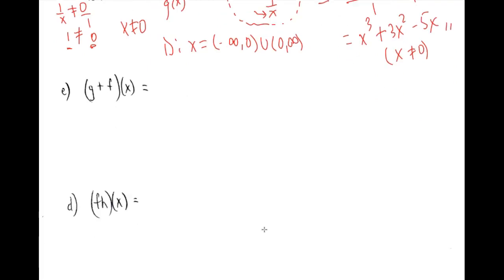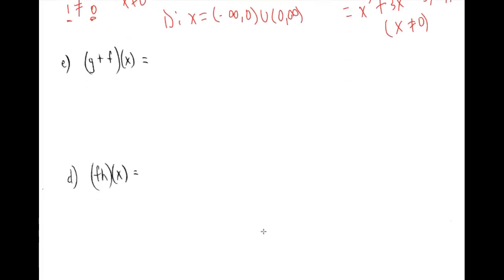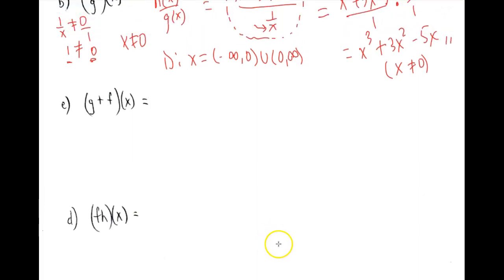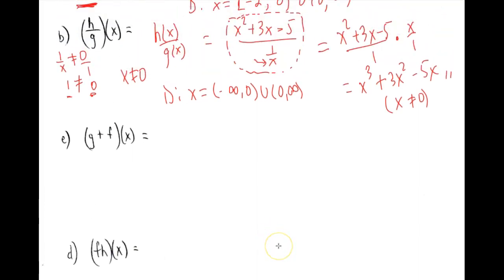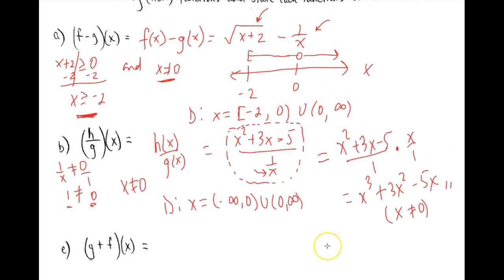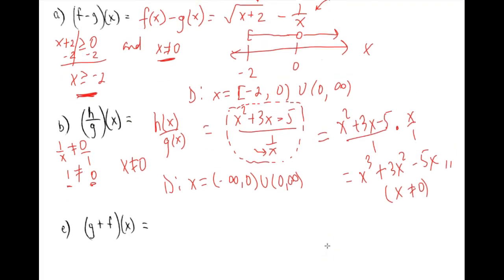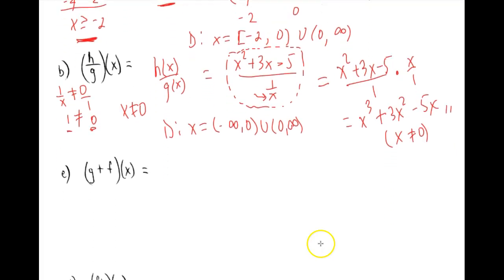All right, so for our last two examples, we have g plus f of x, and then we have f times h of x. Our g of x, again, is 1 over x. Our f of x, let's look back up here to remember what it is. It's going to be the square root of x plus 2.